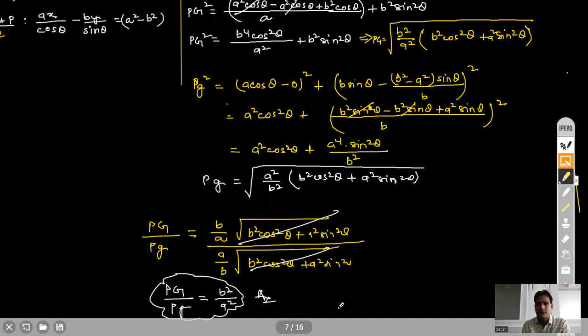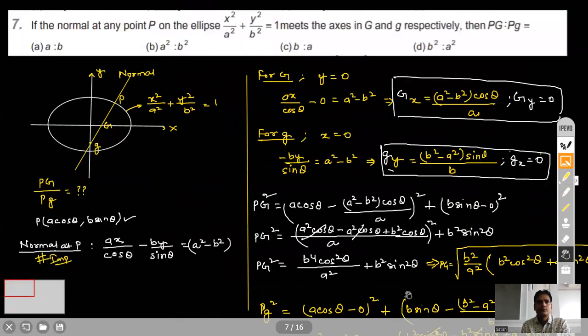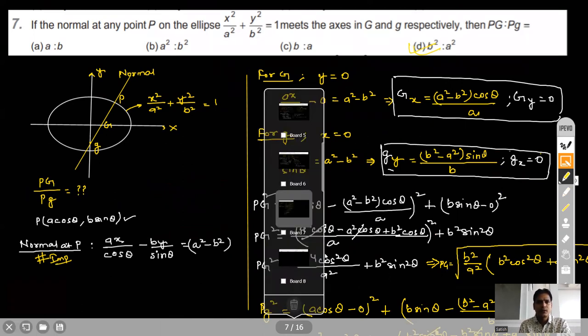Hope it is there in the options itself. Let me see. Yeah, it is there. Option B, right? No, we got b square upon a square, no? So this will be option D. Yeah. So we are done with this. We're coming to the next one.